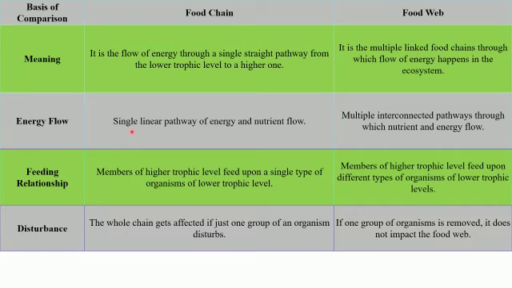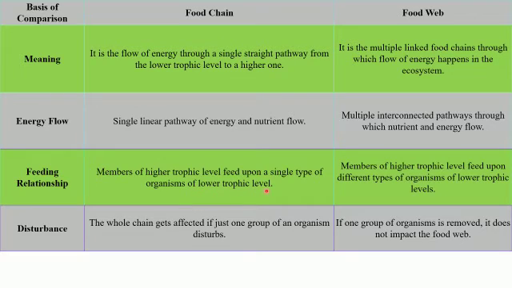Energy flow. In a food chain, there is a single linear pathway of energy and nutrient flow. In a food web, there are multiple interconnected pathways through which nutrient and energy flow can take place. Feeding relationship. In a food chain, members of a higher trophic level feed upon a single type of organism of a lower trophic level.